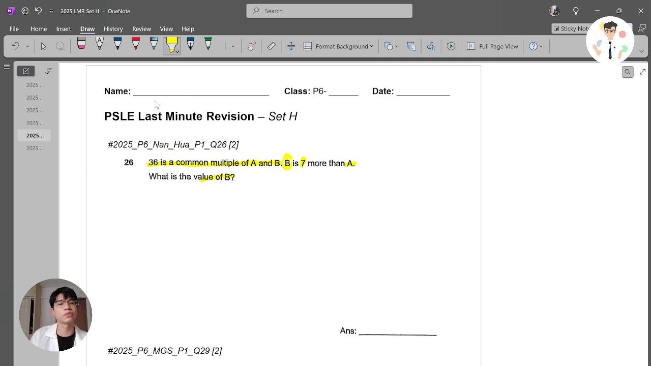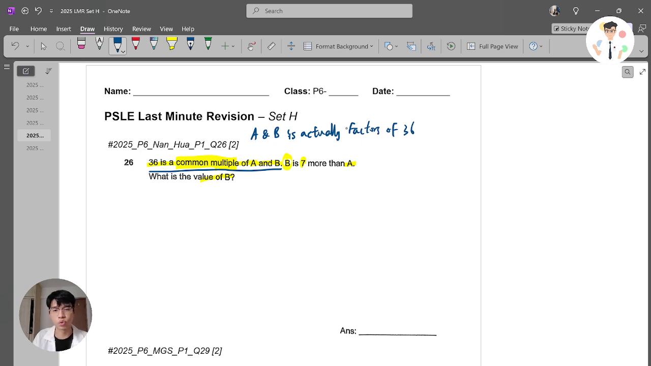If you are not good with the idea of multiples and factors, perhaps you'll think it is something we need to do guess and check to find out. The first thing I need to tell you is that if 36 is a common multiple of A and B, it actually says that A and B are factors of 36.